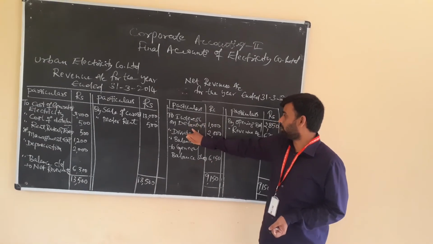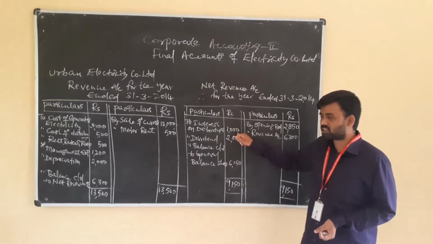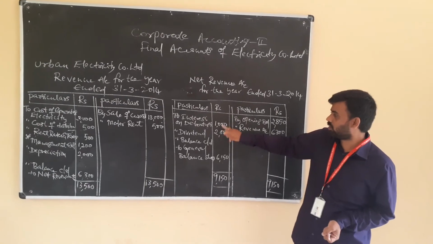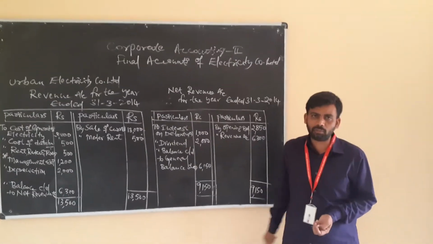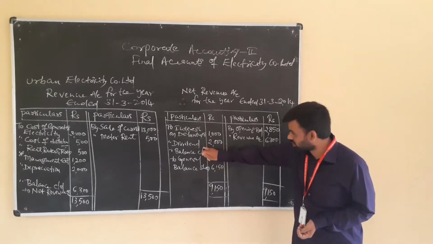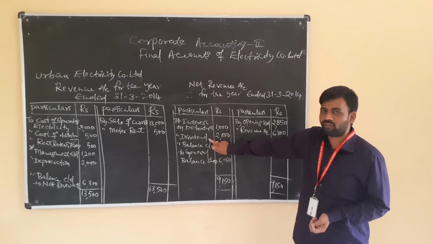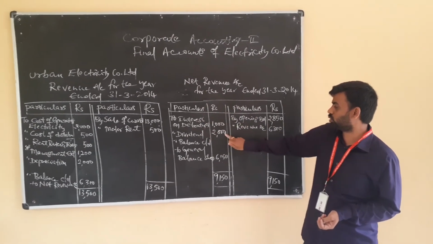Interest on debentures, it's a financial expense, rather it is considered as indirect expense. 1000 rupees is given, record that in the debit side. Similarly, dividend being a financial expense which is not at all related to the production and generation of electricity, therefore it is taken under the net revenue account, rupees 2000.